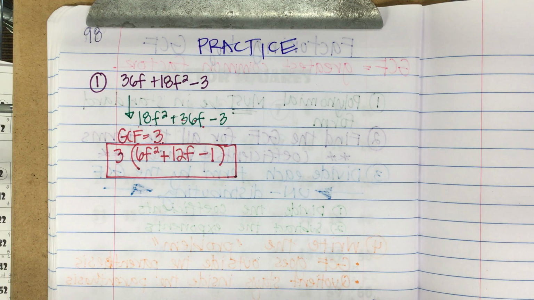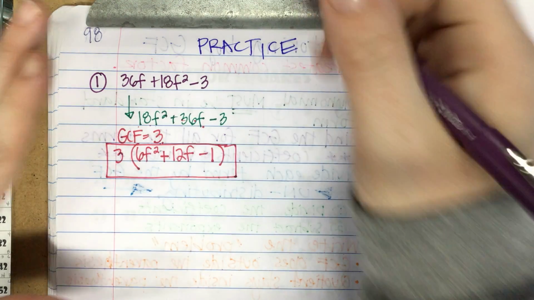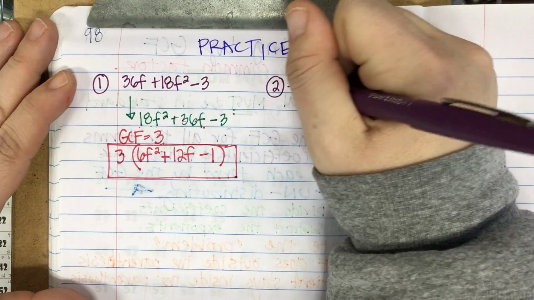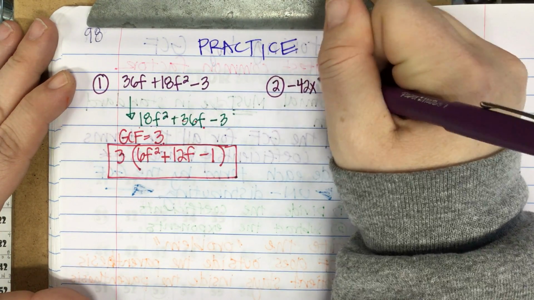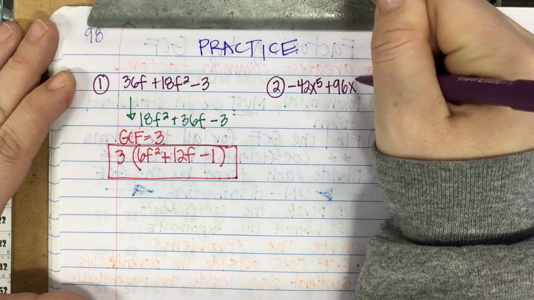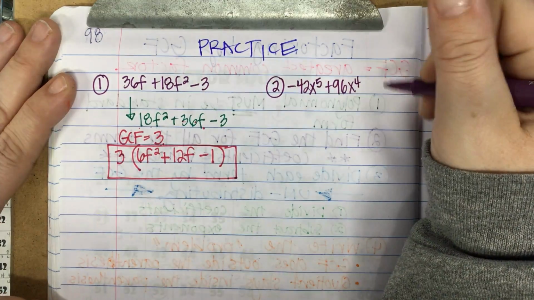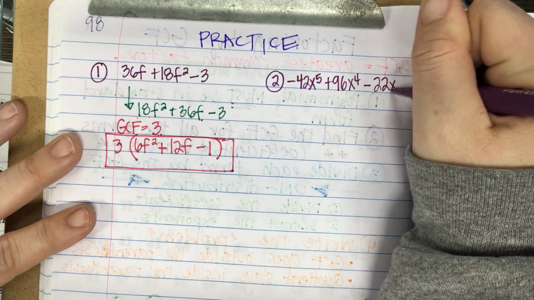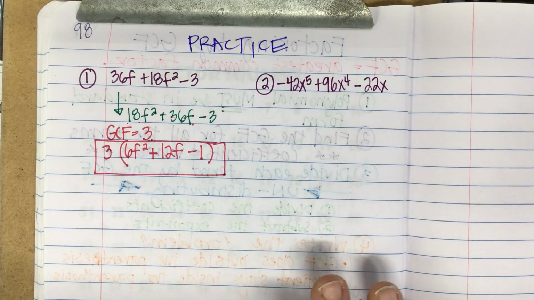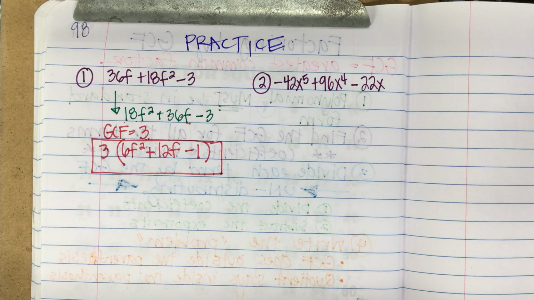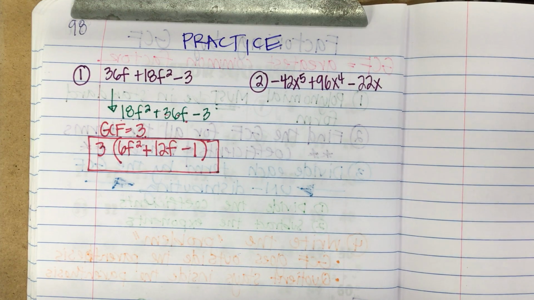All right, let's try this one and see how this works now. Negative 42x to the 5th plus 96x to the 4th minus 22x. Now, this has an extra trick. But before we go there, let's talk GCF.